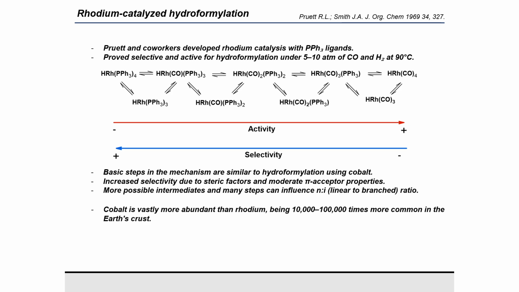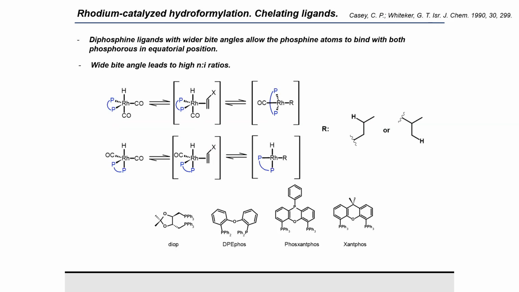So in diphosphine chelating ligands there is the bite angle, which is basically the angle between the two M-P bonds, and diphosphine ligands with wider bite angles will allow the phosphorus atoms to bind in equatorial positions. This di-equatorial arrangement will lead to higher linear to branched ratios. This is especially due to the transition states shown in the slide.